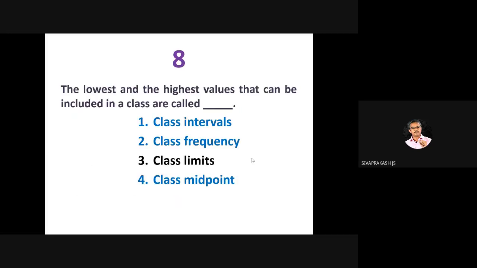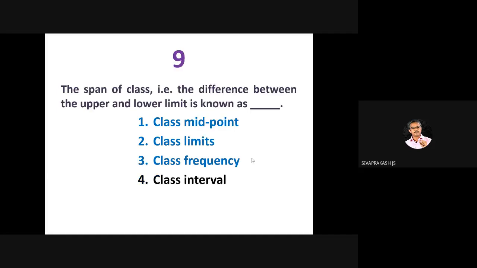Question number 8. The lowest and highest values. When we talk about limits, notations, that limit of the class interval, like when I said 10 to 20, this is the class limit. The lowest is 10, the highest is 50. The 10 and 50 that can be included in a class are called class limits. We can divide those class limits as 10 to 20, 20 to 30. For a class interval we can say lower and highest values. Right? Class limits.